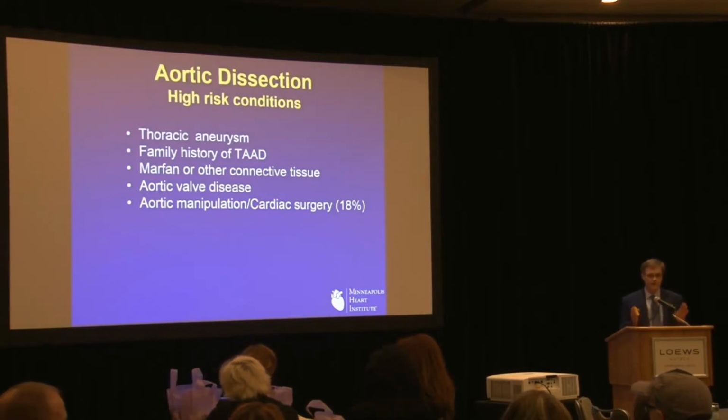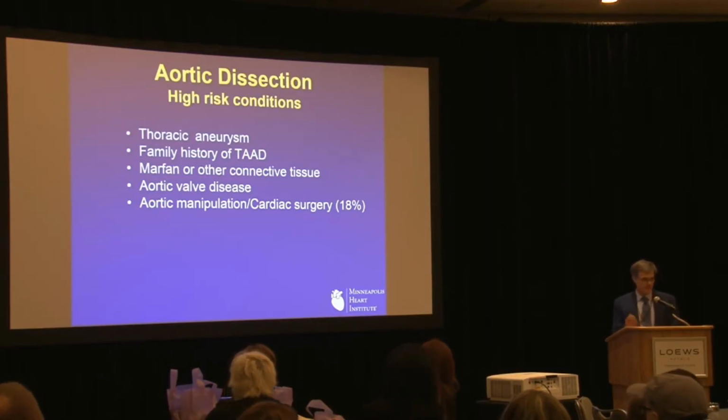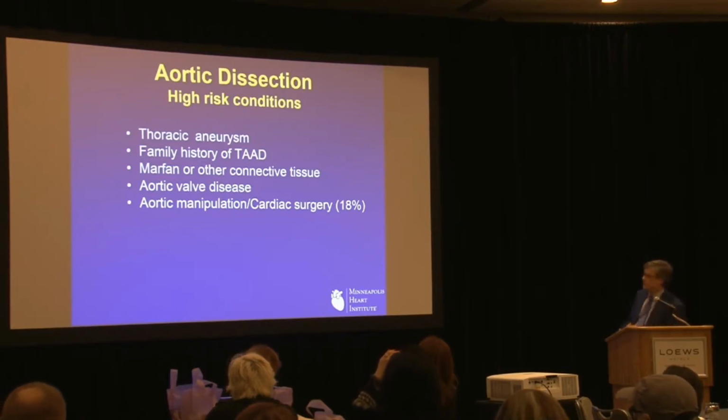So, when a patient goes into the emergency room with chest pain, these are the conditions that whoever's seeing the patient needs to be thinking about and should trigger that this patient could be having a dissection. So have they had a thoracic aneurysm? You guys are familiar with that. Family history of aortic aneurysm.